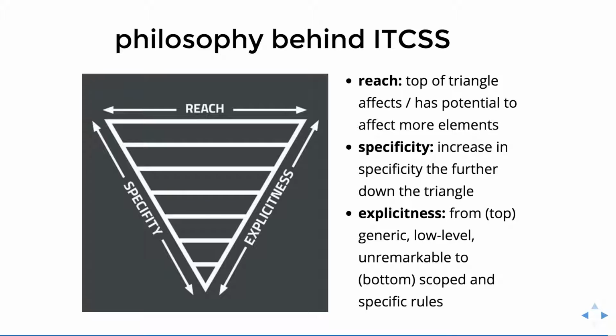Okay? And then the explicitness, from top to bottom, again, goes from generic, low-level, unremarkable rules, right? To the very bottom where they're very, very specific use case rules. They're very explicit for a use case. Does that make sense? All those systems kind of deal with this same idea of what things inherit everything and what things you want to limit that inheritance on. Because it's hard to manage if everything feels kind of global. If that makes sense. Questions, comments?